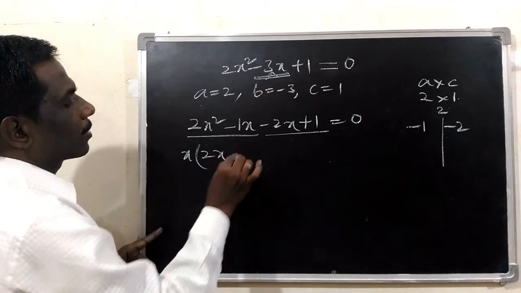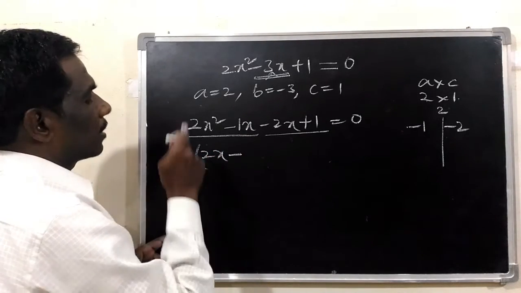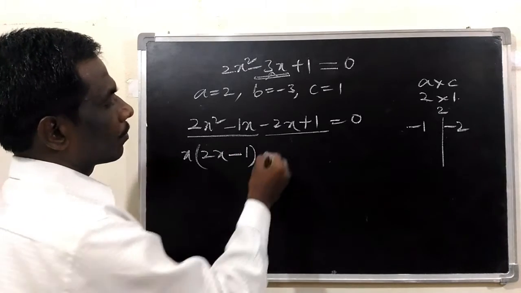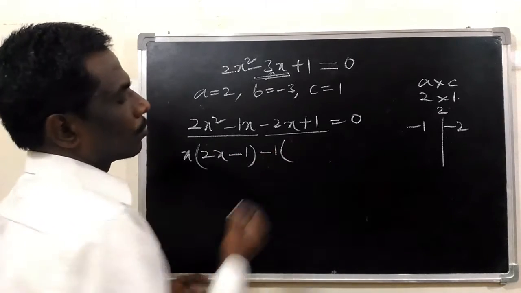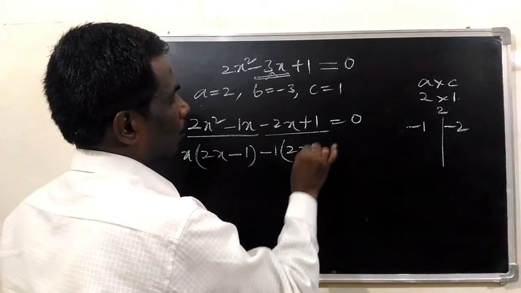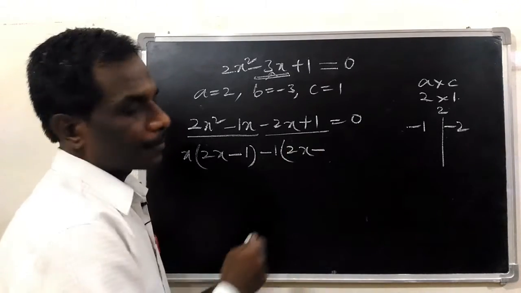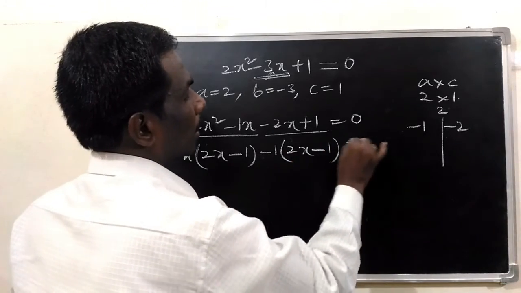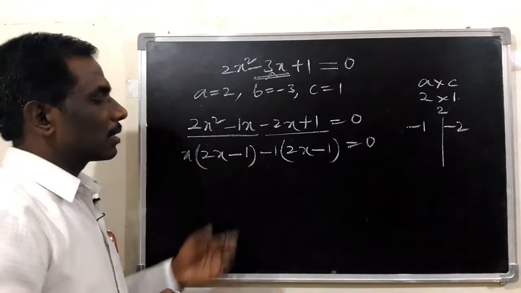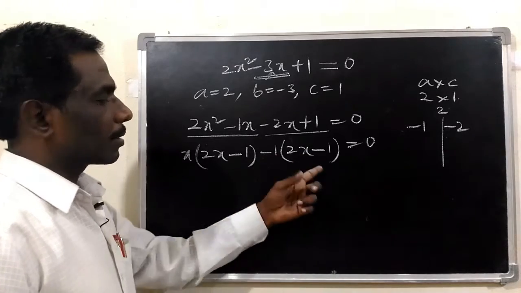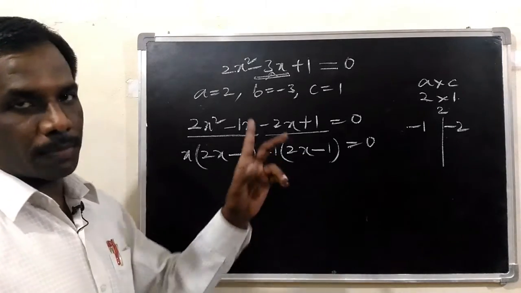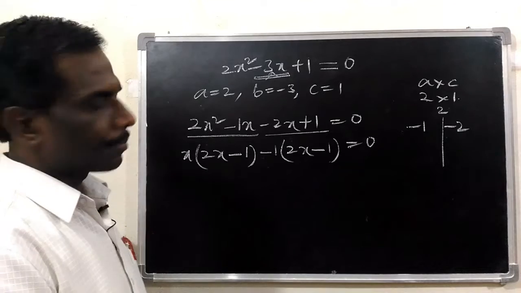And inside, 2x; minus x is outside, and 1 remains, minus 1 common, right? 1 into 2x is 2x, minus into minus is plus, and 1 ones are 1, equals 0. Check once whether the bracket values are the same or not. Yes, 2x minus 1, 2x minus 1, both we are getting the same.